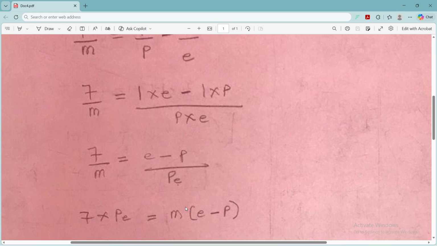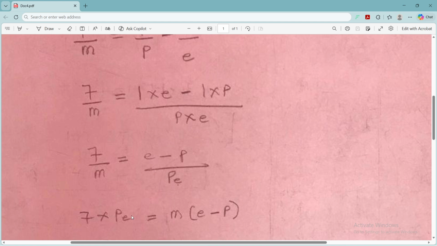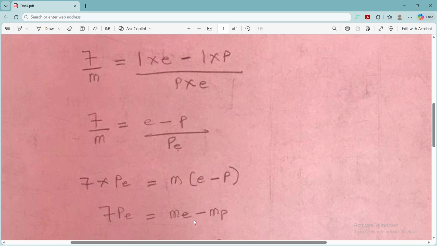So when we are done, we expand. In expanding, 7 multiplying PE will give us 7PE, right? M multiplying E will give us ME, right? M multiplying minus P will give us minus MP, right? So we are going to have our new equation to be 7PE equals ME minus MP, right?